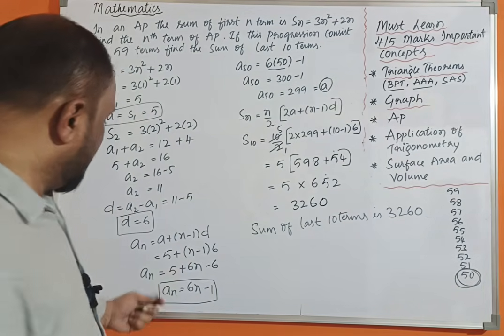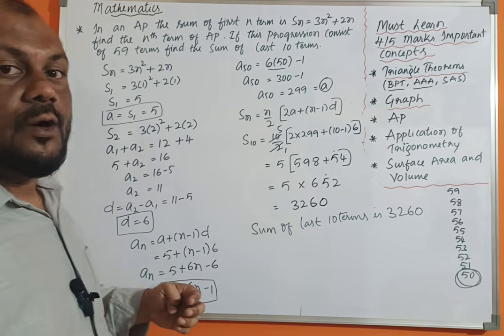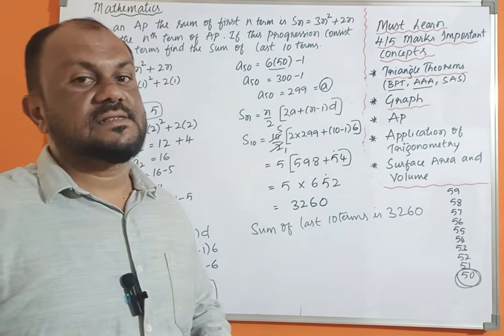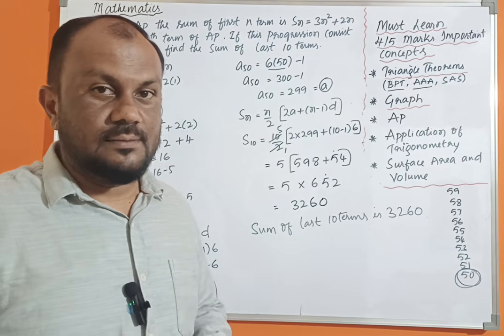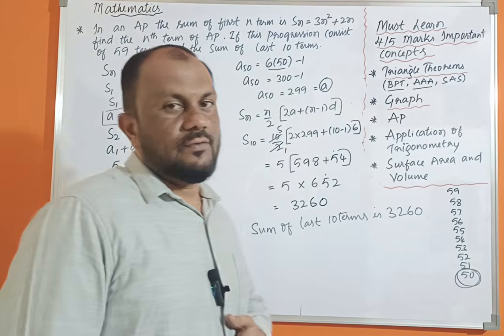So this is also one kind of AP sum. In this also we revised the An and Sn concept. Okay, we understood how to take the sum of last 10 terms, 5 terms, 20 terms, whatever it has. Okay, so now let us go with the application of trigonometry.